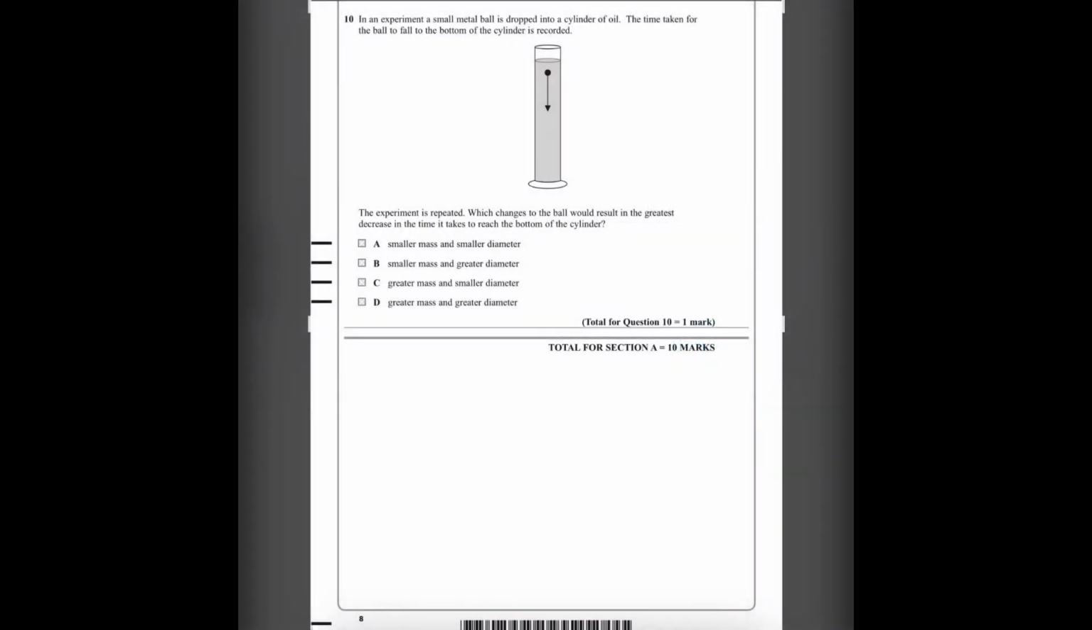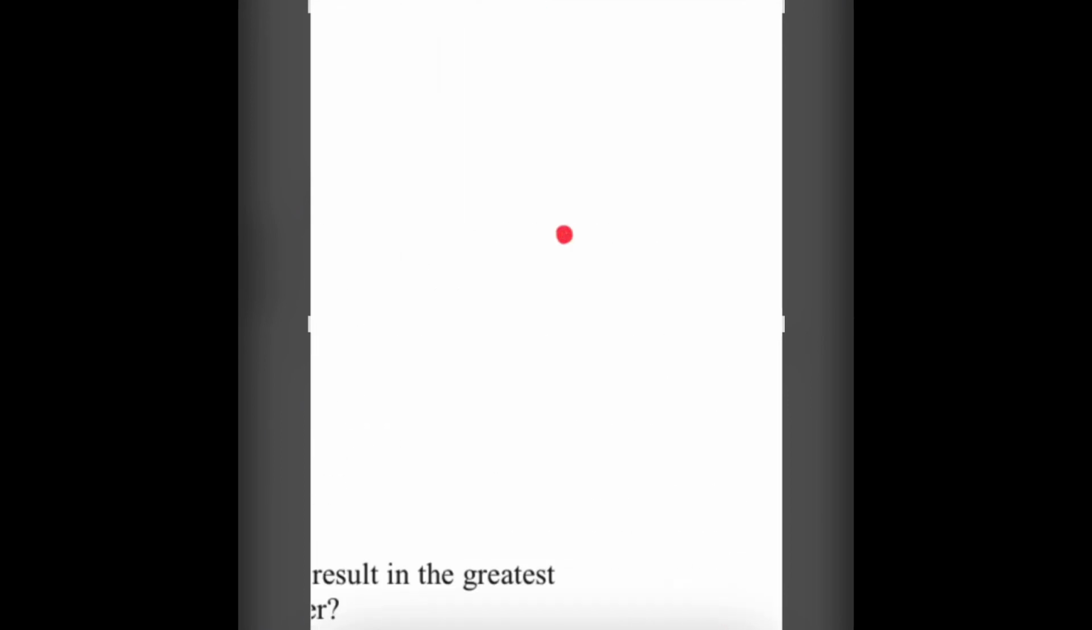Number 10. In an experiment, a small metal ball is dropped into a cylinder of oil. So this is a cylinder and this is the oil. The time taken for the ball to fall to the bottom of the cylinder is recorded. If we draw a free body force diagram, we will have weight downwards and drag upwards. Drag is equal to 6πηrv, where 6 and π are just values, η is the viscosity of the liquid, r is the radius of the ball, and v is the velocity of the ball.